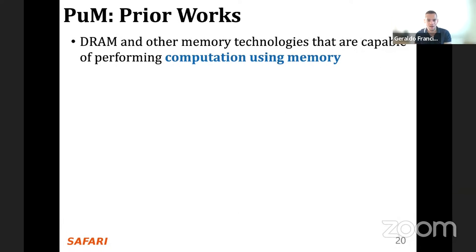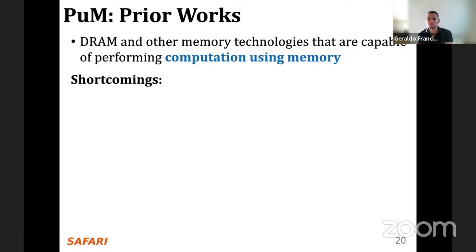As I was saying, there are many follow-ups that came after Ambit showing how to use this triple row activation command to implement Boolean operations in other memory technologies. Sometimes it's not even triple row activation; they operate on different principles, but they show that other memory technologies, like NVMs, for example RRAM or PCM memories, can also perform Boolean operations.